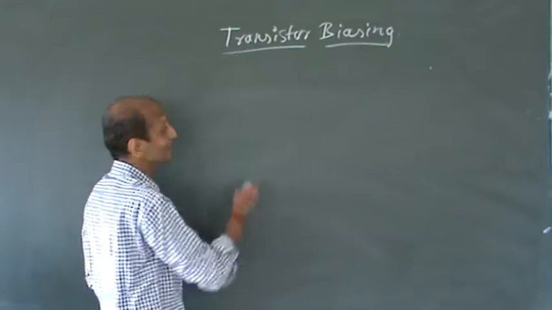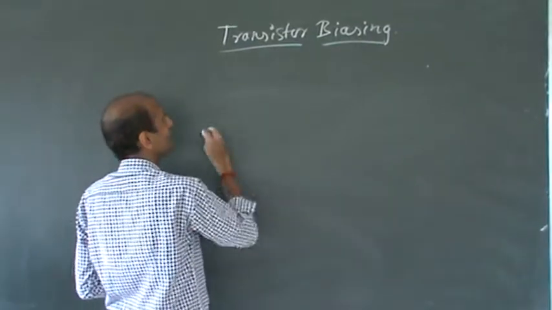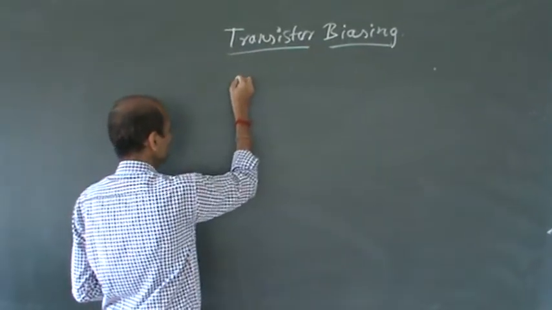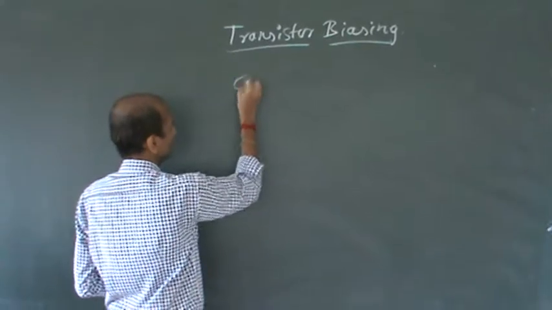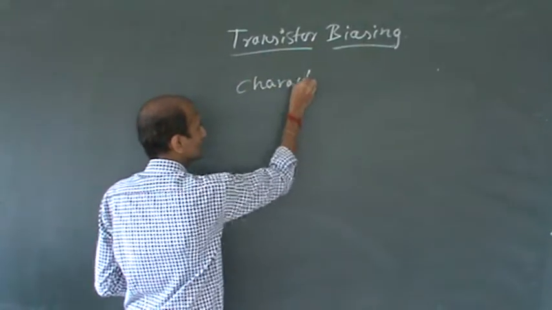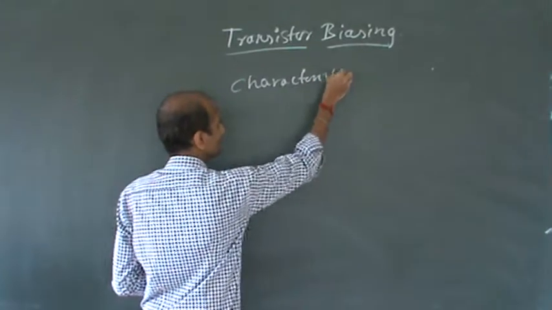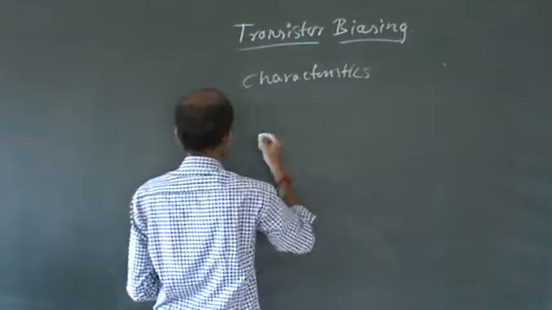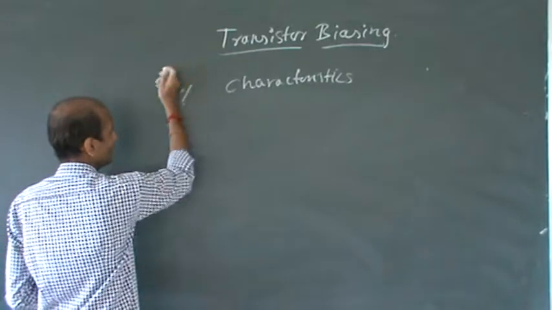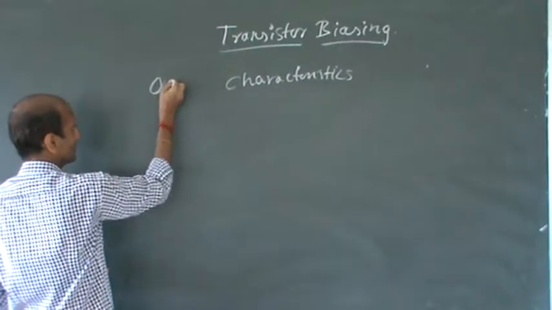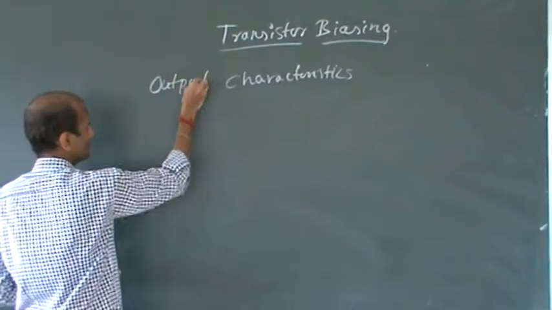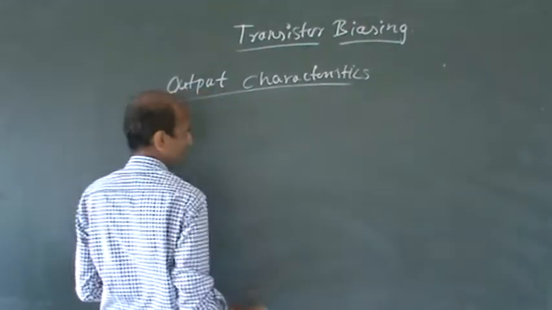So now we will see the characteristics of your transistor. Okay. That was output characteristics. Output characteristics.